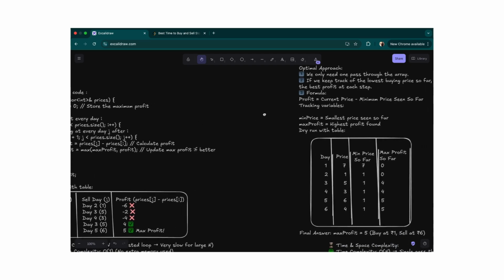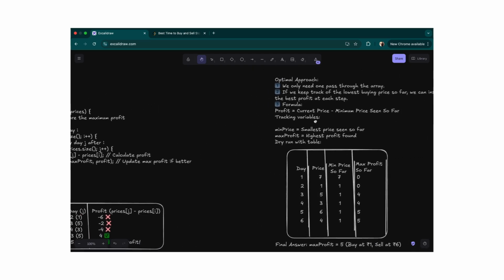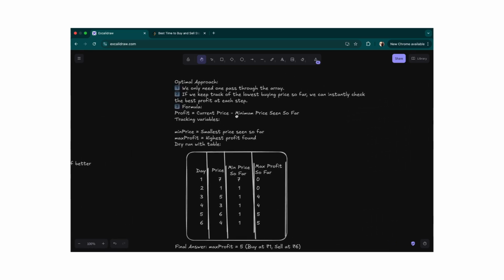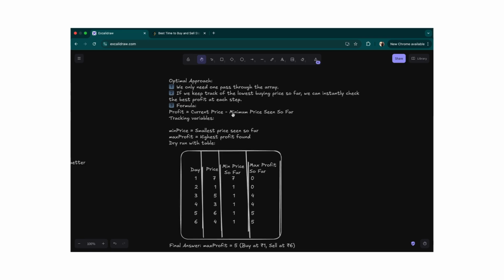So my question is how to think optimally, right? So let's step back and rethink our approach. What we were doing in the brute force was we were checking all the pairs, right? But what if we could keep track of the lowest price while scanning through the array? Okay, so we only need one pass through the array.